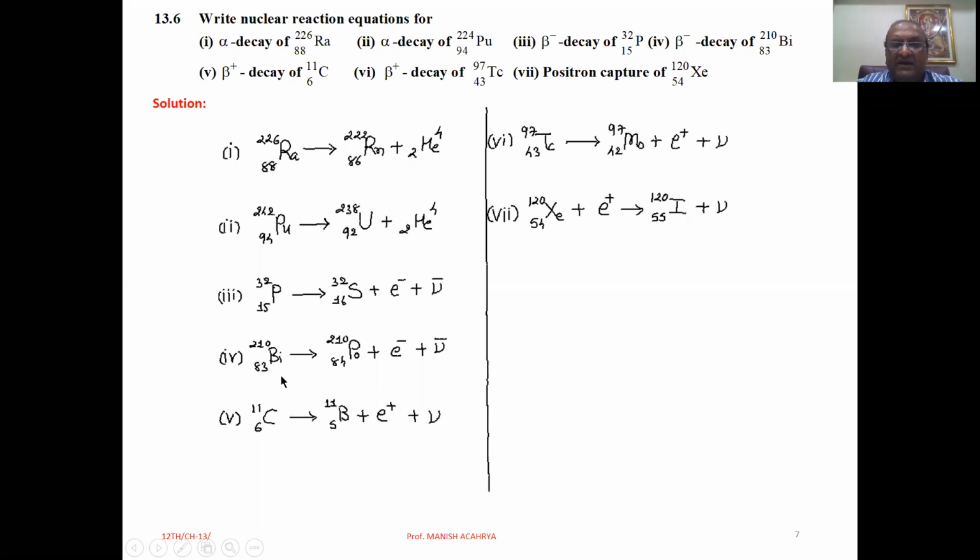Fourth one, 83 Bi 210. So we'll get 84 Po 210, then beta minus emission with its anti-neutrino.